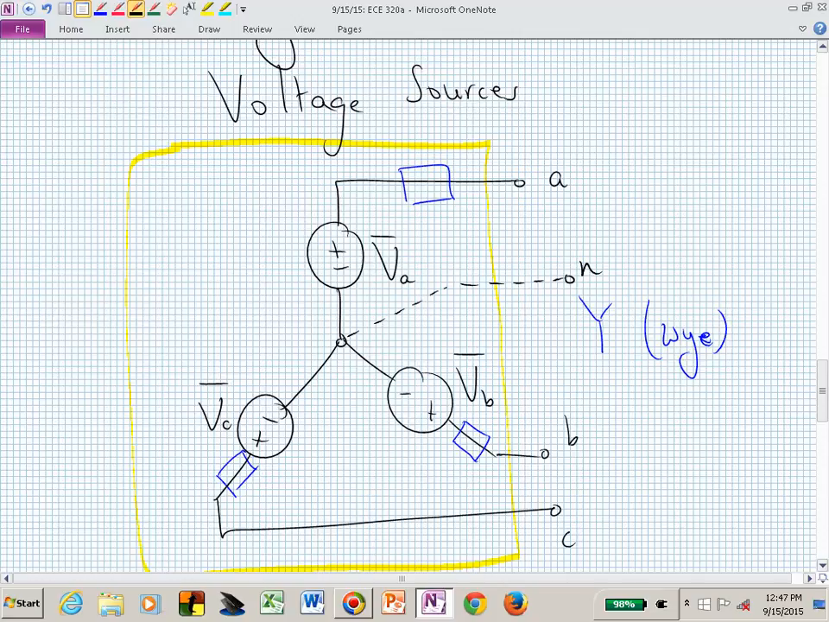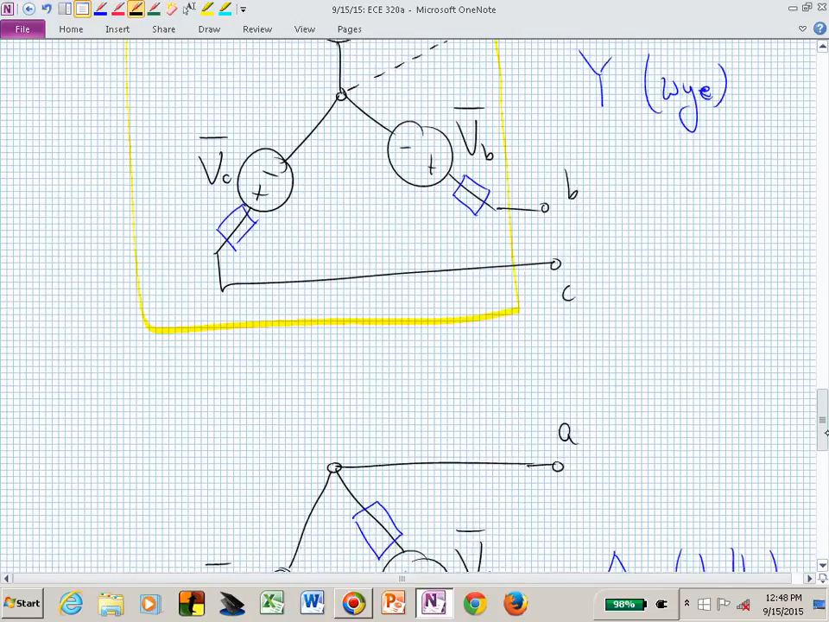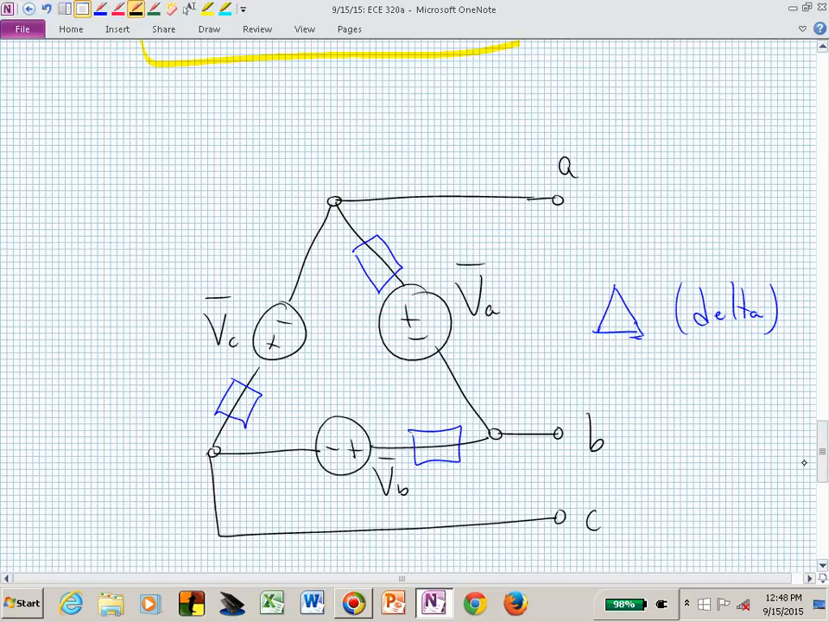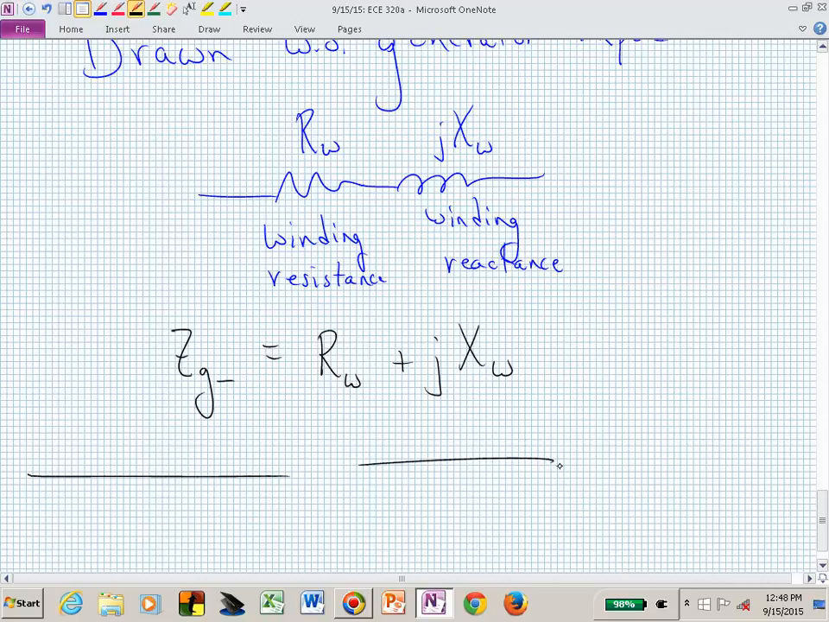Sometimes we might actually have a neutral conductor in a Y-connected load. And that might then be available to us, and then we can actually measure between the A terminal and the neutral, the B terminal and the neutral, C terminal and the neutral. In the delta connected, all we can do is measure between terminal A and B, terminal B and C, and terminal C and A. Questions on the sources? Those are fairly straightforward. Now let's go into the loads.